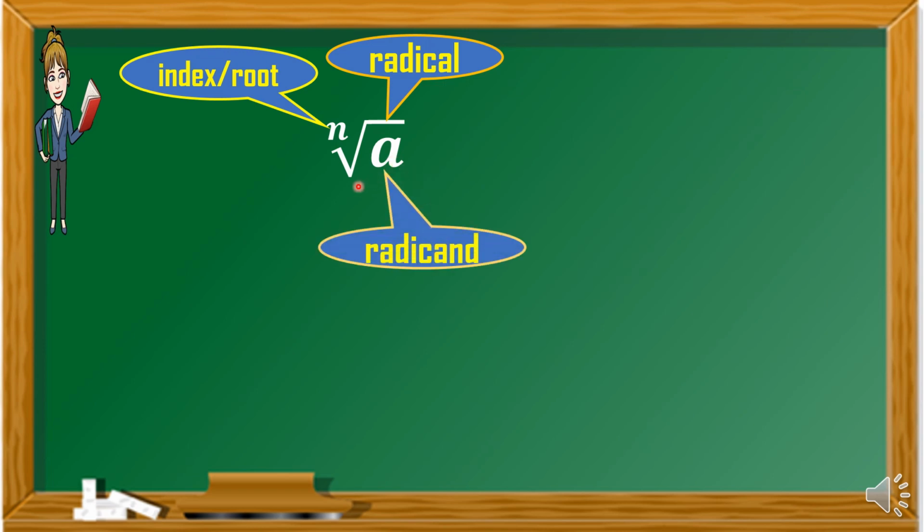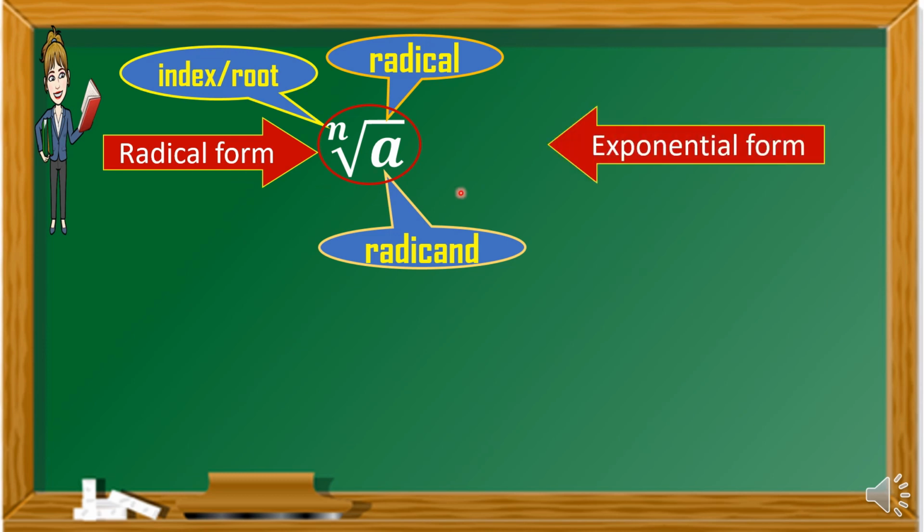At the same time, kapag nakita po natin yung expression na to, this is written in radical form na kung saan we can rewrite that one into exponential form na magiging ganito: a raised to the power of 1 over n. So, observe po natin from radical form into exponential form. So, ano po yung nangyari?